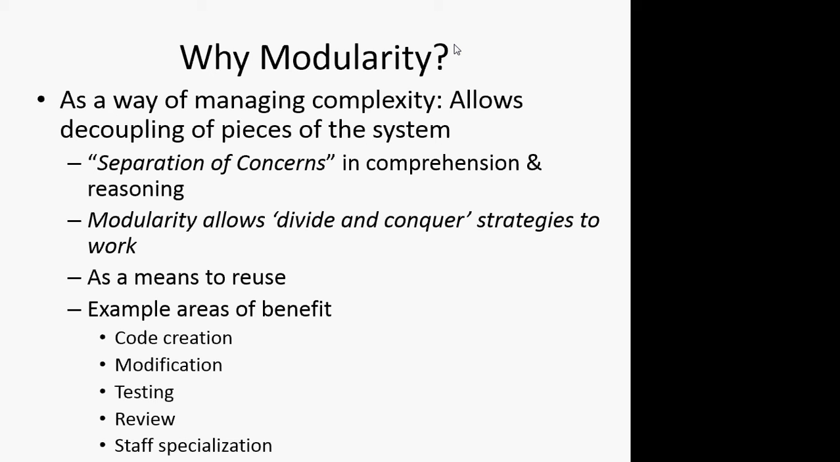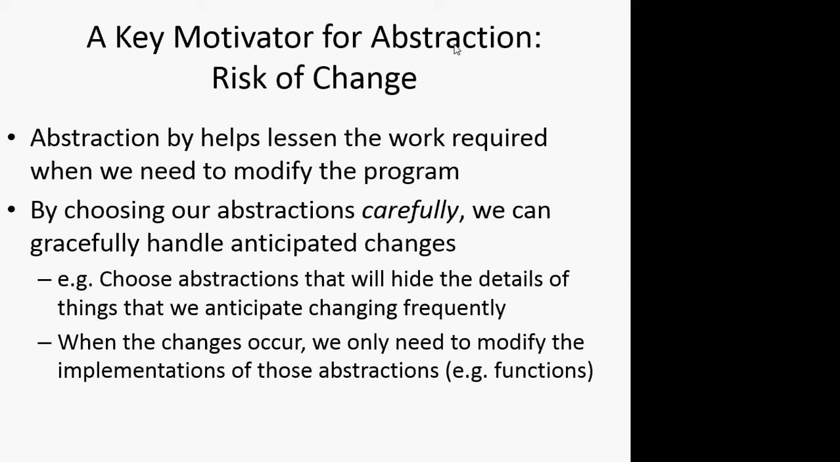But separation of concerns, whether it's at an architectural level or at a programming level, is often central for how we reduce complexity and how we reduce mental clutter, not needing to worry about certain things, and how we enhance testability, right? Divide and conquer strategies, and it helps all through these pieces. So I've tried to emphasize risk of change is a key motivator for abstraction here.